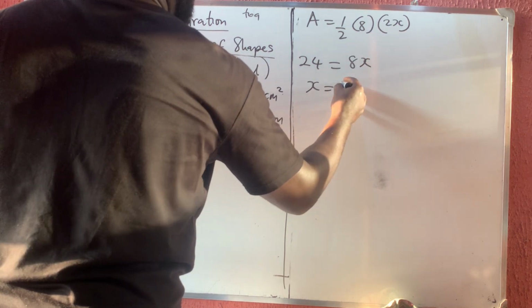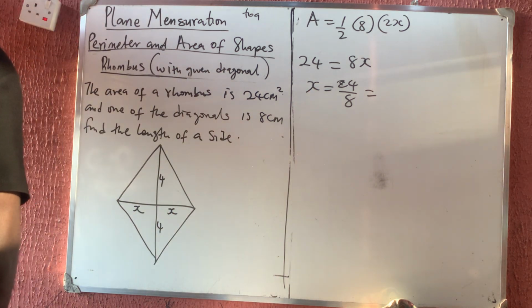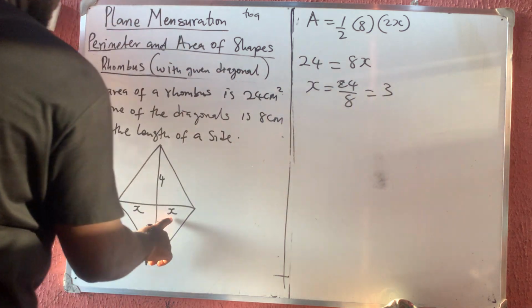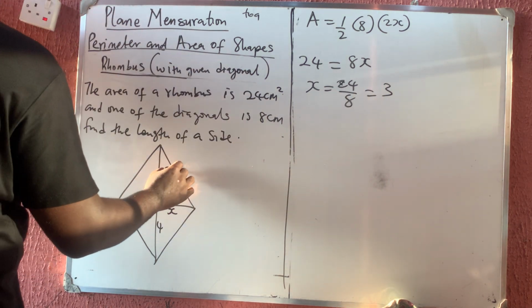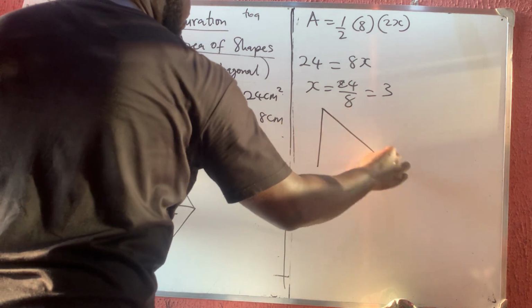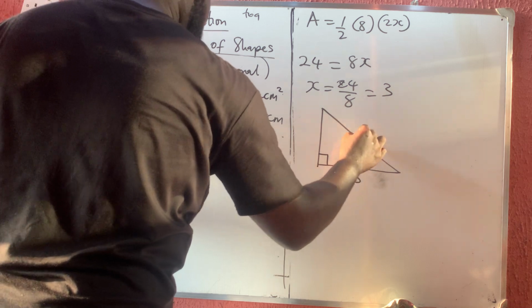So my x will now be what? 24 divided by 8. So we have 3. So here is 3 and here is 3. So we're now looking for the other side, one of the sides. So we now bring out the triangle. We have a right angle triangle, and here we say that here is 3, here is y, and here is 4.